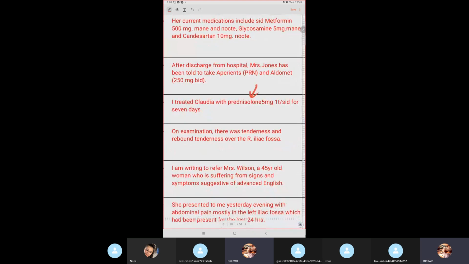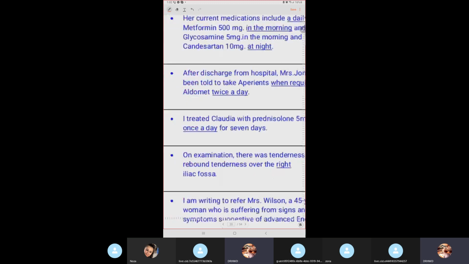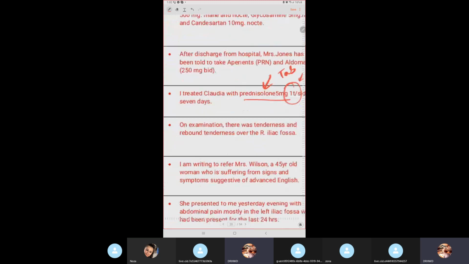Treat Claudia with prednisone 5 mg 1T SID for 7 days. Treat Claudia with prednisolone 5 mg. So we need to put a space first of all after prednisolone, and a space between 5 and mg. 1 teaspoon once a day for 7 days, right? So what is this T? T, it's a teaspoon. Prednisone 5 mg, one tablet, right? Even though they haven't said TAB, it's tablet. This is correct. Thank you, Dr. Noza.